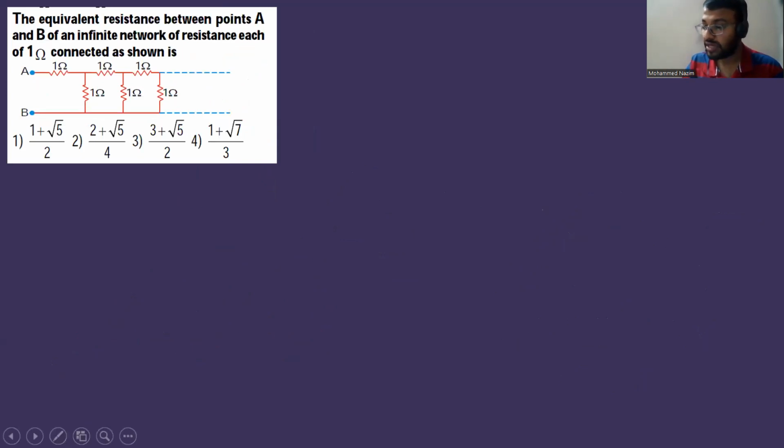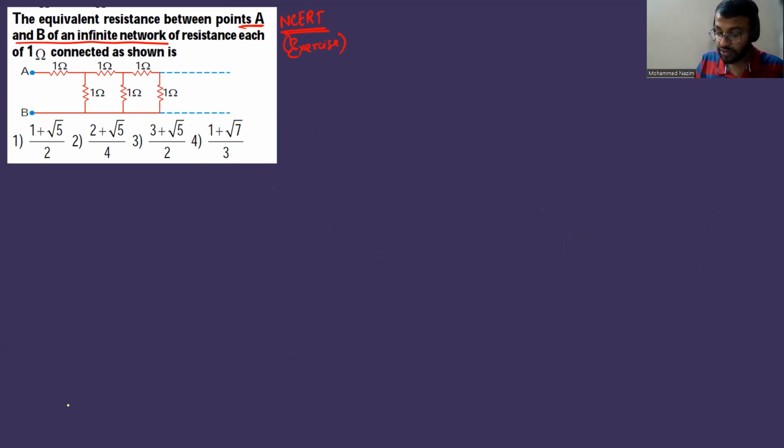Next question. The equivalent resistance between the points A and B of an infinite network. So it's an infinite ladder. These are the NCERT questions which have been asked in the competitive exam. NCERT exercise questions, these are. 2 questions are there. Here I'm just doing 1 question.